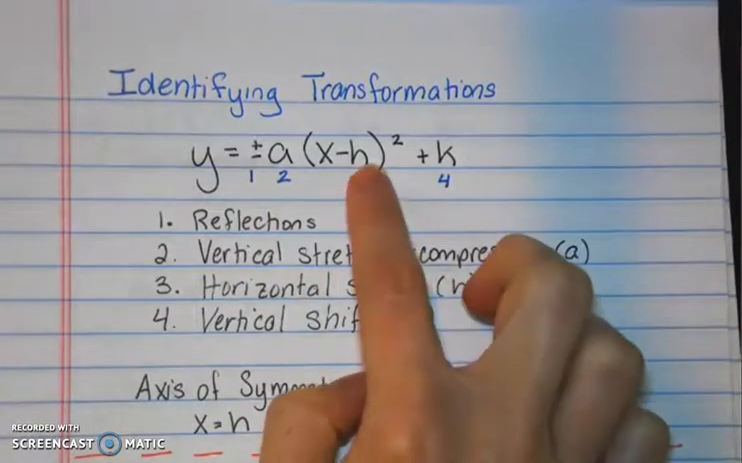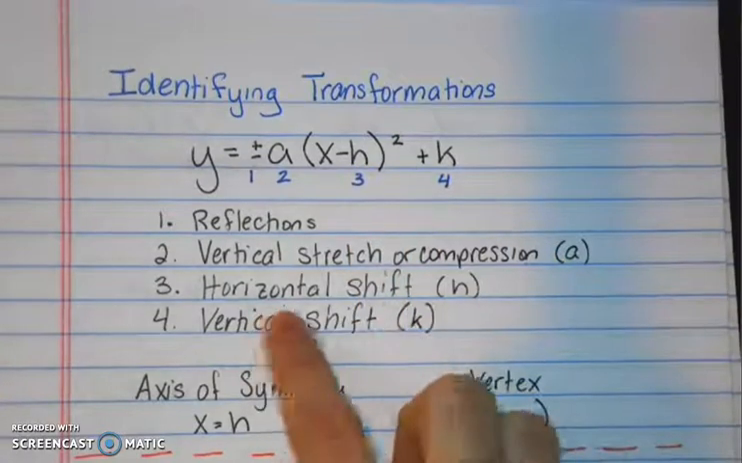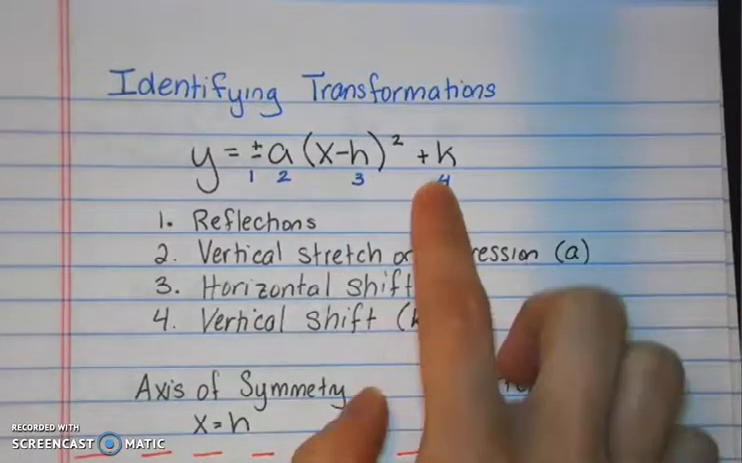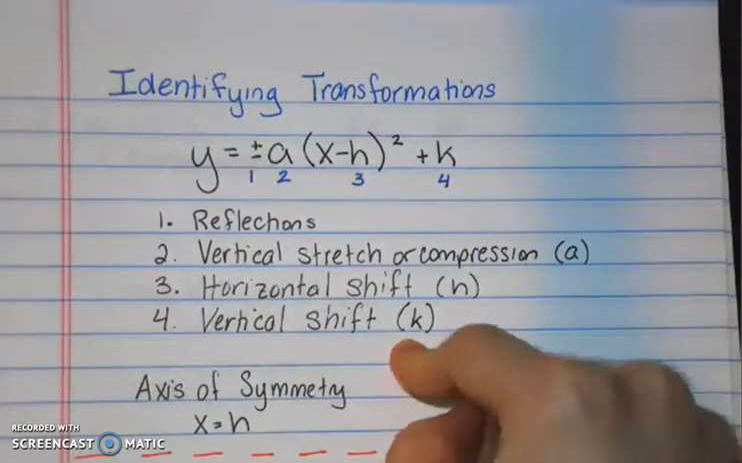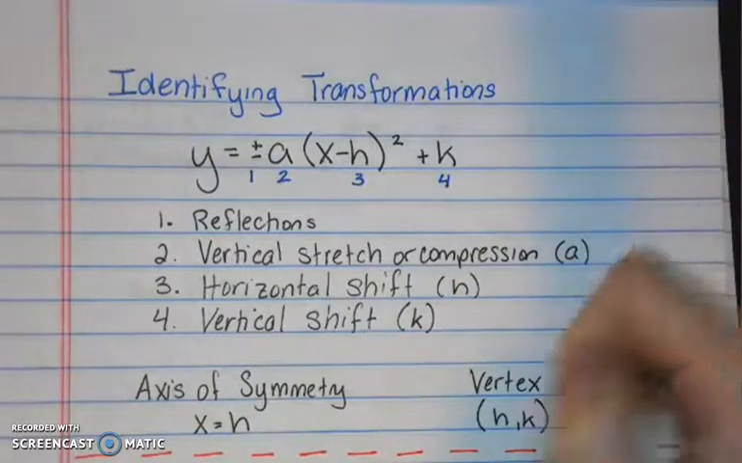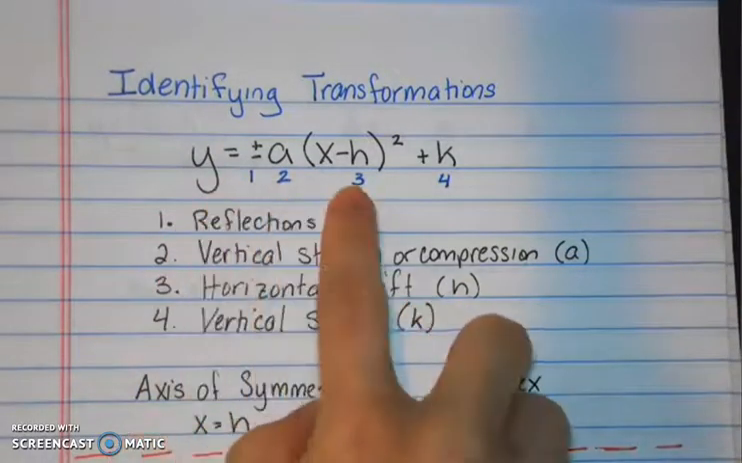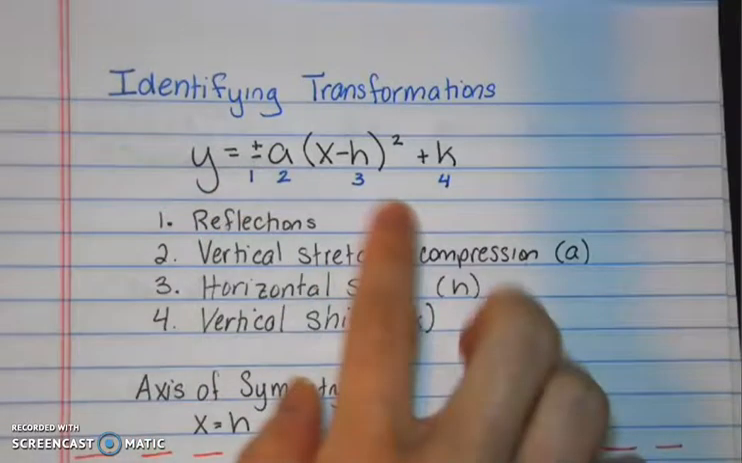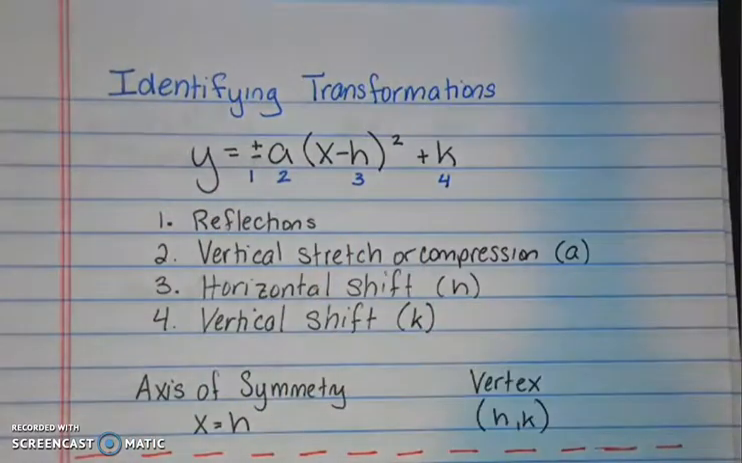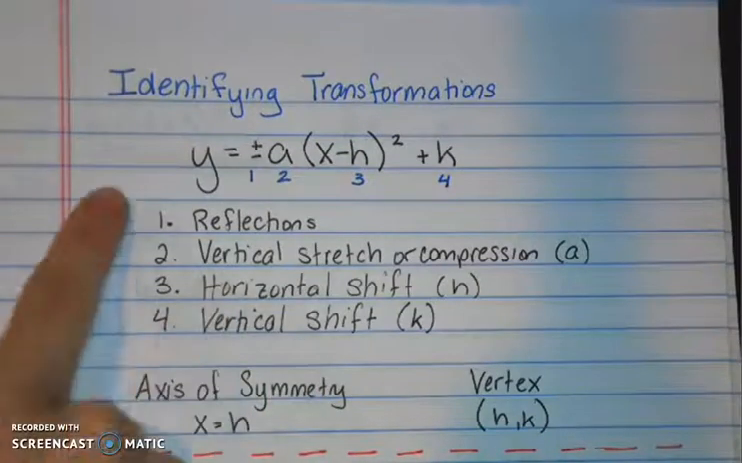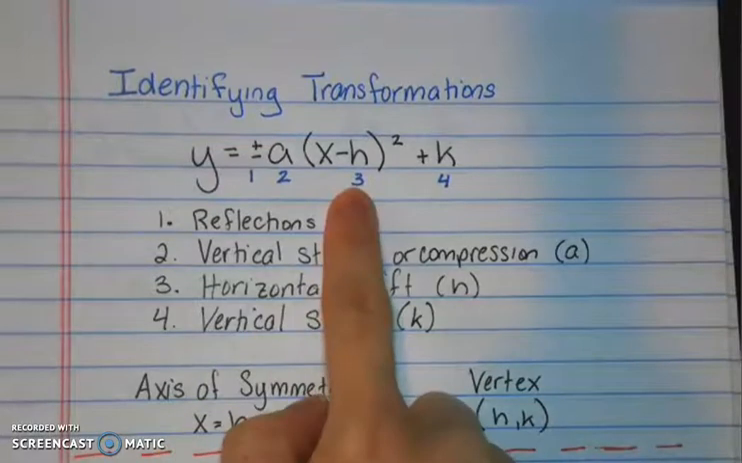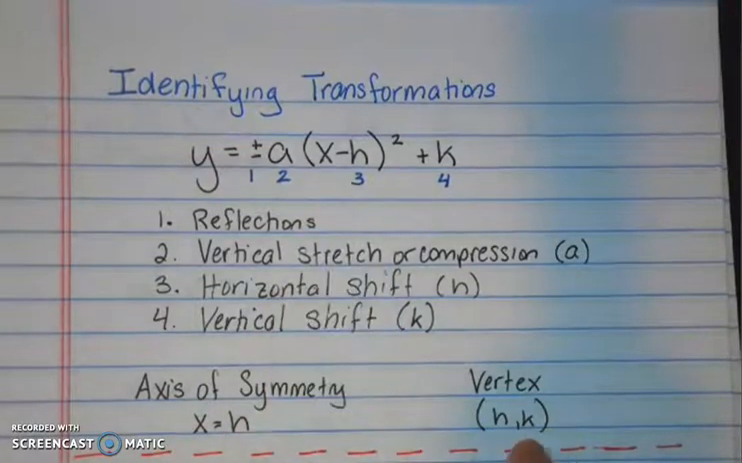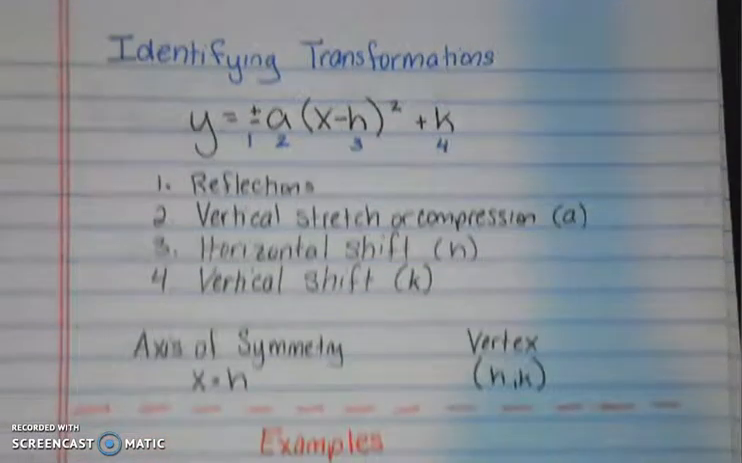Then we are going to look at h to figure out if there is a horizontal shift. And then we are going to look at k to see if there is a vertical shift. Some equations will have all four, some might only have a couple, but looking for each portion will help us keep track of what we're doing. And then once we know our transformations, we can write our axis of symmetry as always x equals h, and then our vertex is h comma k. So let's look at what this looks like in an example.